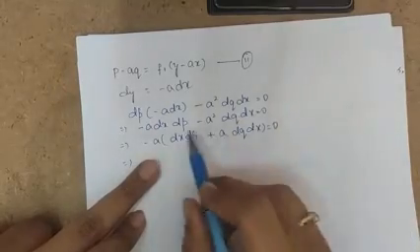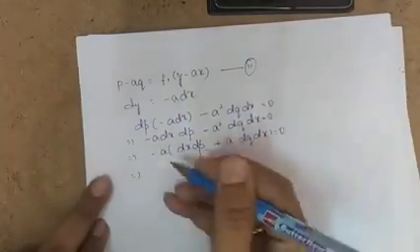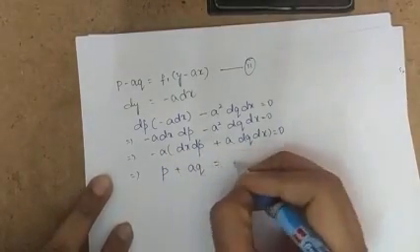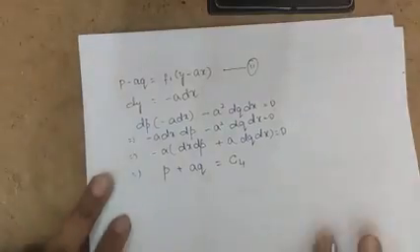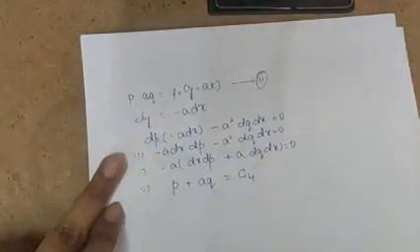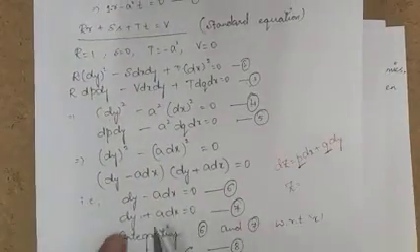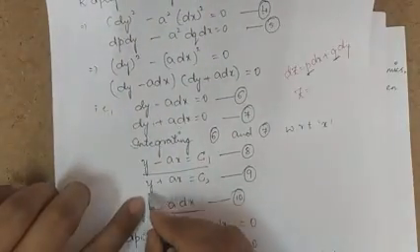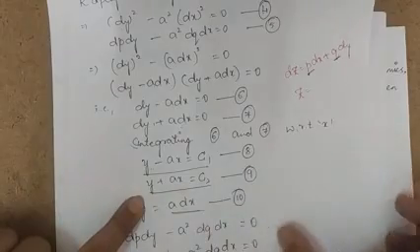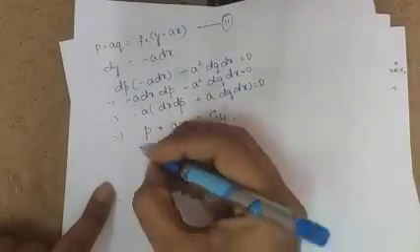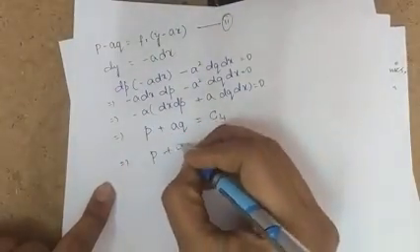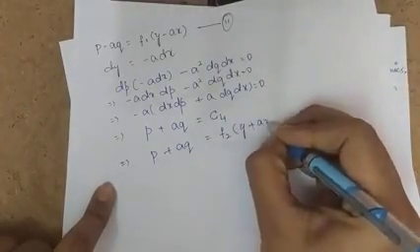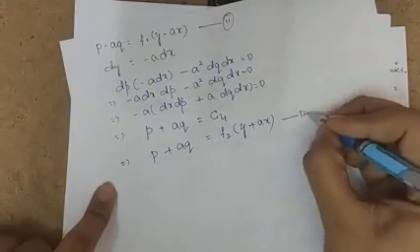So again integrate this with respect to x. You will get p plus aq is equal to some constant c4. So again here, dy we have considered from equation number 7. So solution of equation number 7 is y plus ax is equal to c2. So here c4 will be p plus aq is equal to f2 of y plus ax. I will call this as equation number 12.